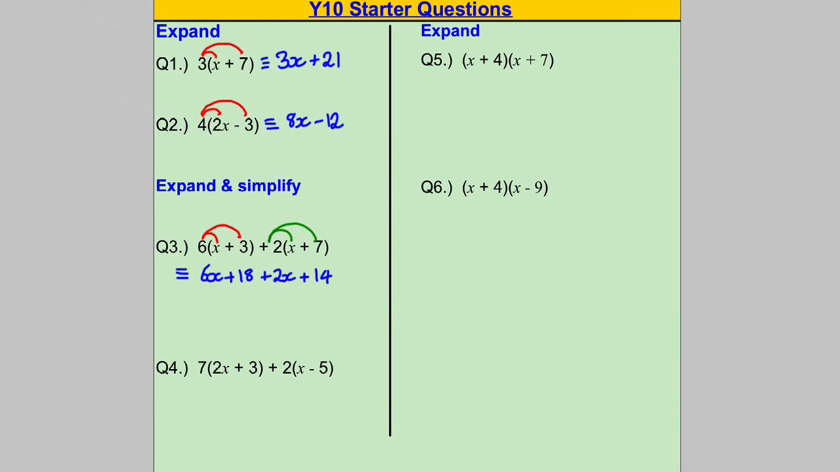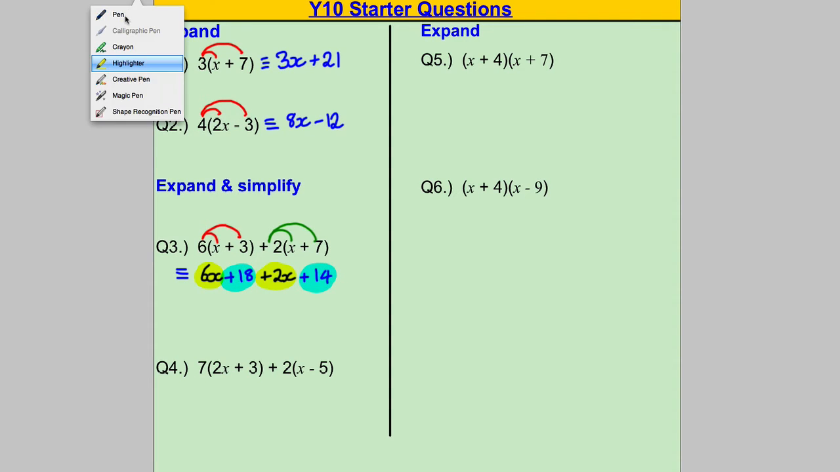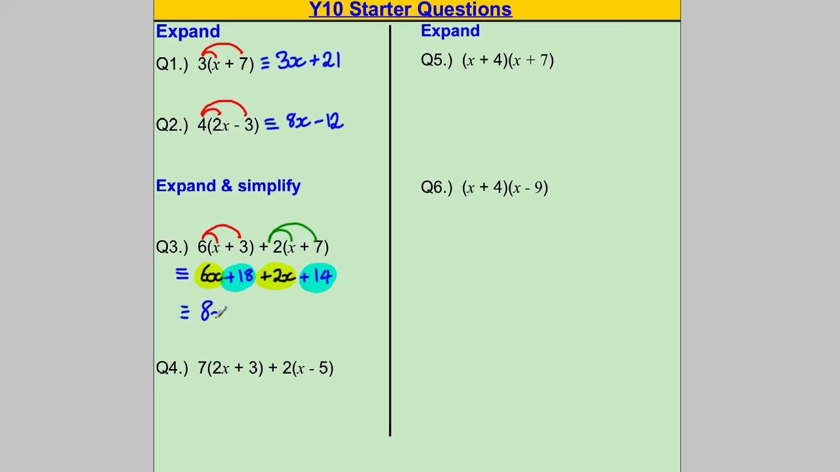Let's collect like terms. Remember, let's collect x's. So we've got 6x and a positive 2x, and we've got a positive 18 and a positive 14. So we can collect those terms and say that 6x add 2x is equal to 8x. Remember, use the identity sign. Positive 18 plus another 14 is going to be positive 32.